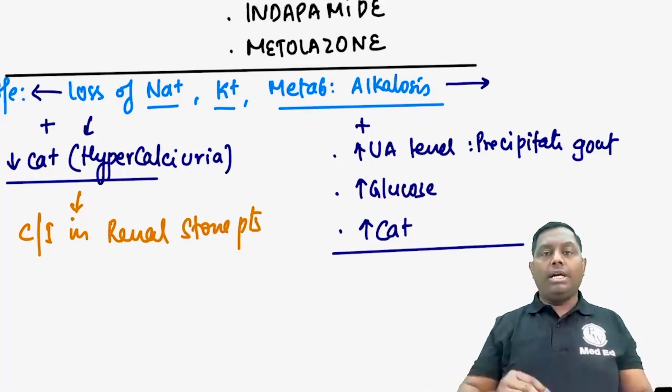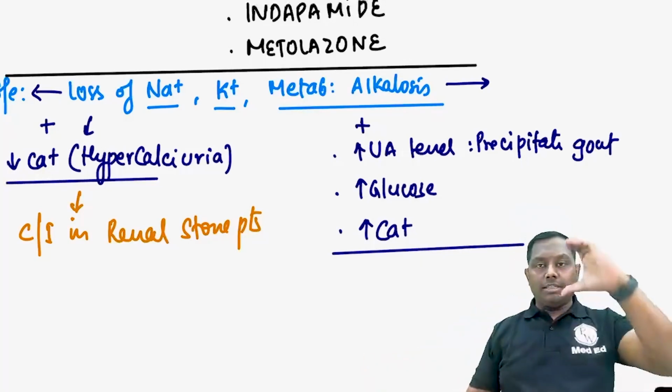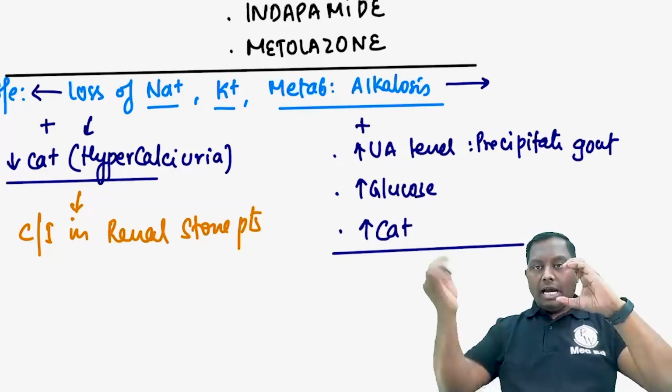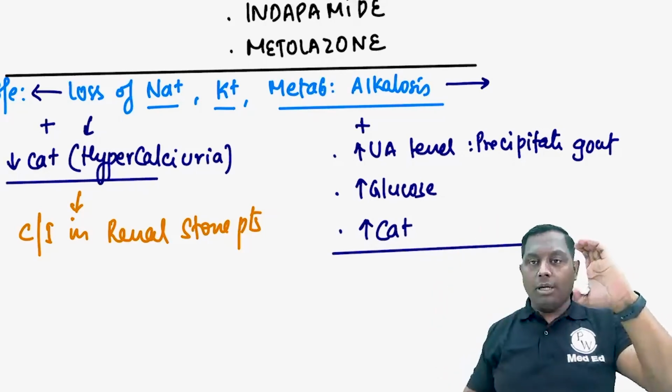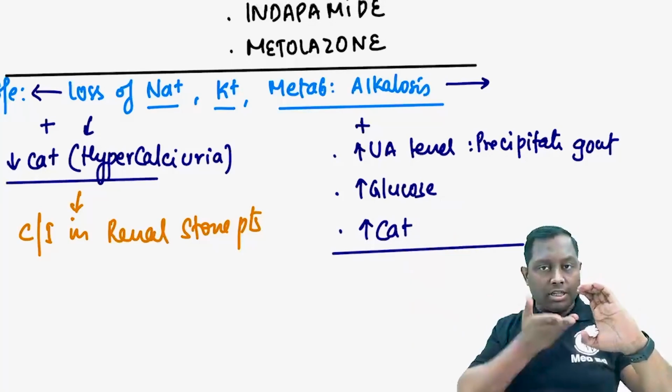Why are they contraindicated in renal stone patients? Let's understand why. Let's say this is the kidney that we have, and there is already some stone present. You are going to give a diuretic that is causing further loss of calcium.